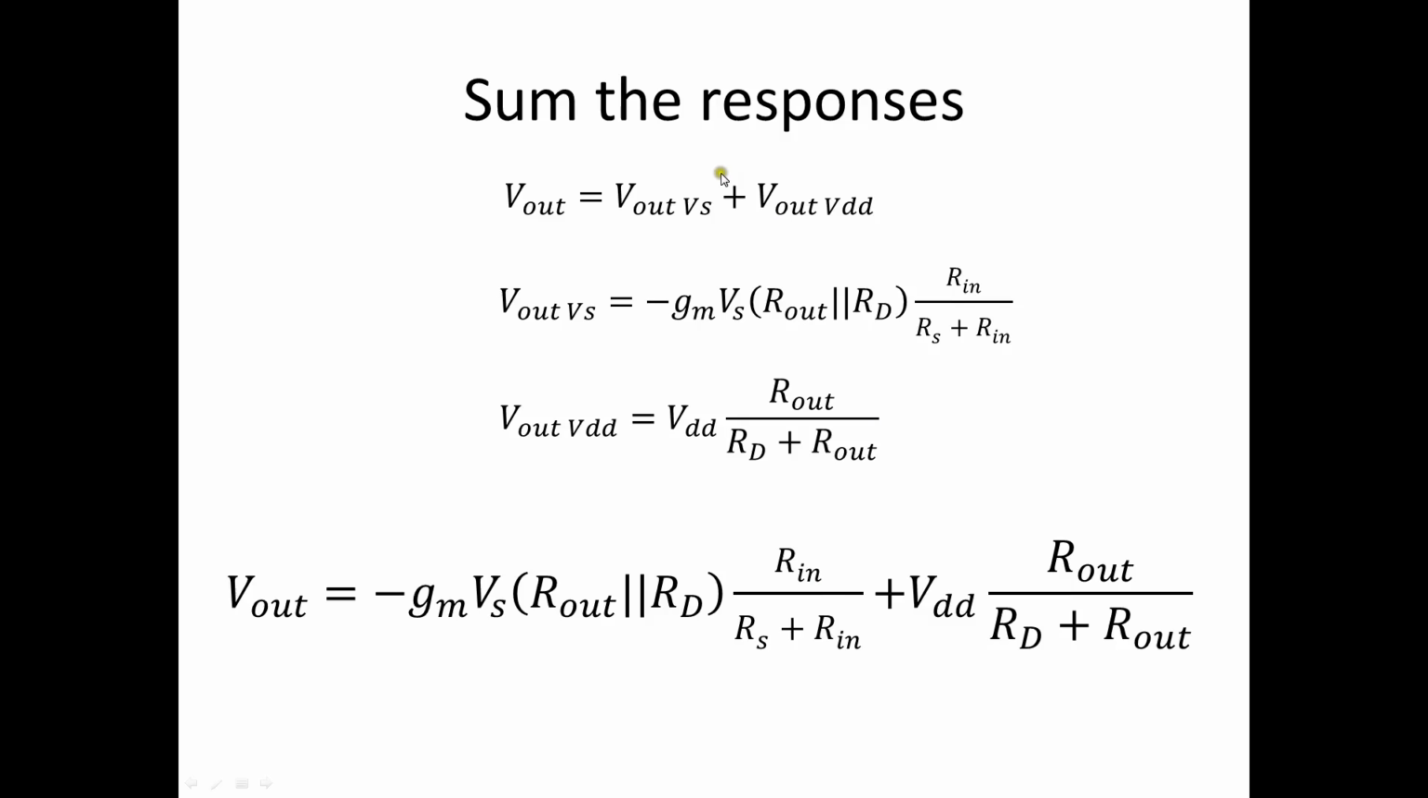Now we just sum the responses of out due to VS and out due to VDD. As a reminder, this is V out for VS, and this is V out for VDD. And then we just sum them together. And that's how we can use superposition to rapidly come up with the output response for more than one input voltage.